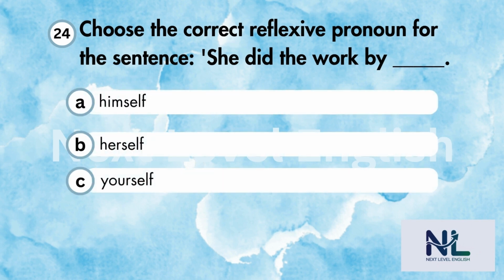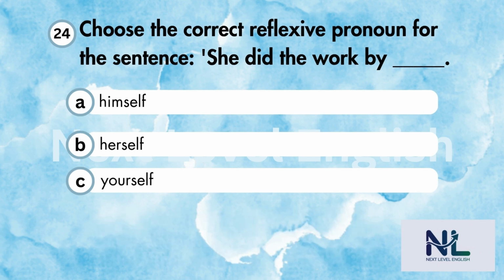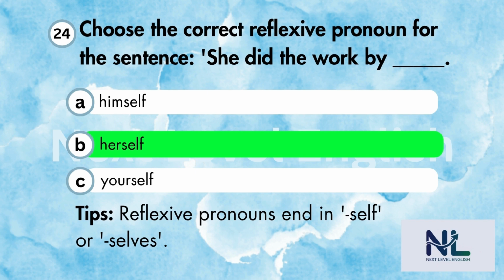24. Choose the correct reflexive pronoun for the sentence. She did the work by. Herself. Tips: reflexive pronouns end in self or selves.